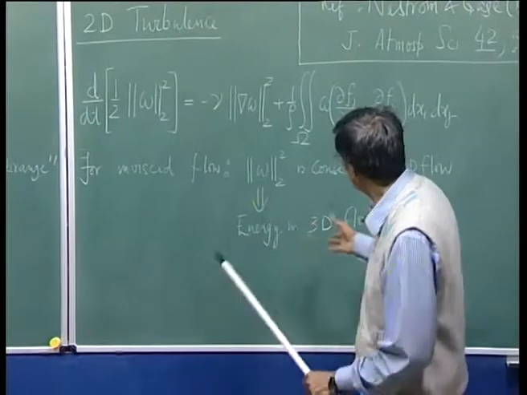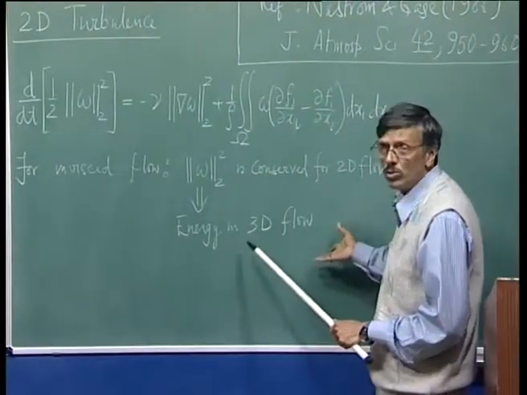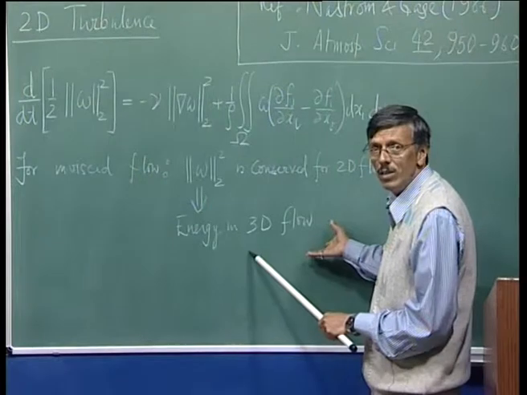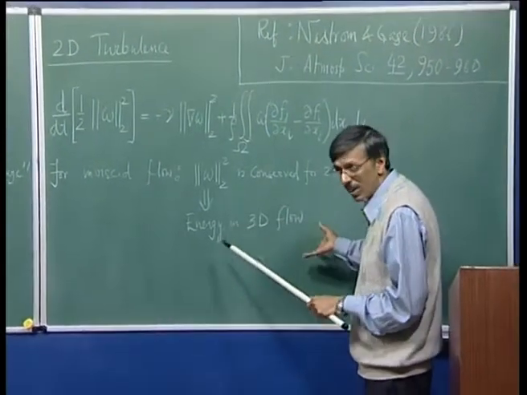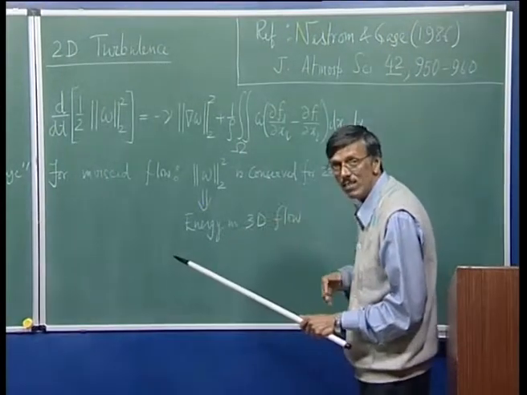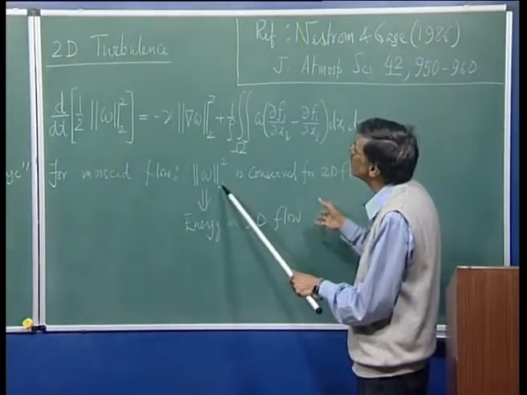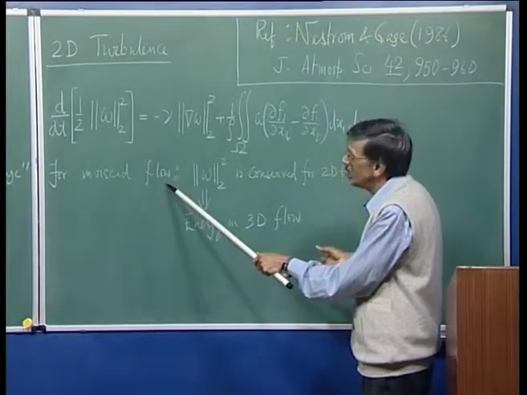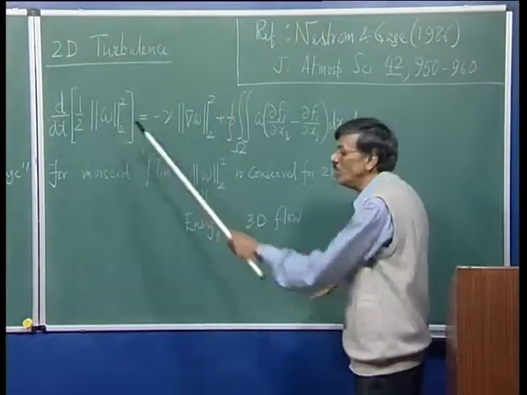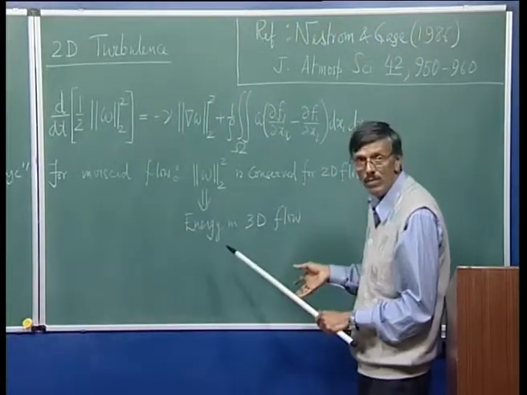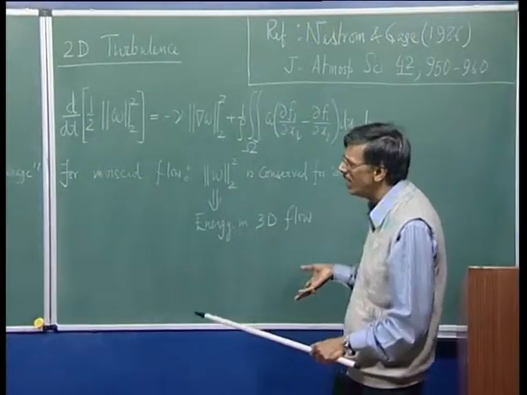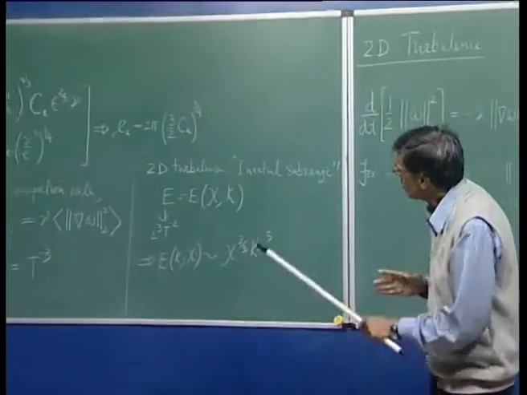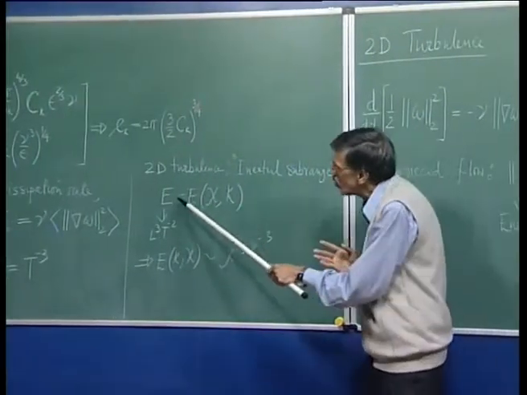Why? Because for 3D flow energy was conserved, and that was our consideration in getting the inertial subrange. But in this case for 2D turbulence, if we look at inviscid flow, then what happens? This itself is conserved. So, whatever role was played by energy in 3D flow will be played by entropy in 2D flow.